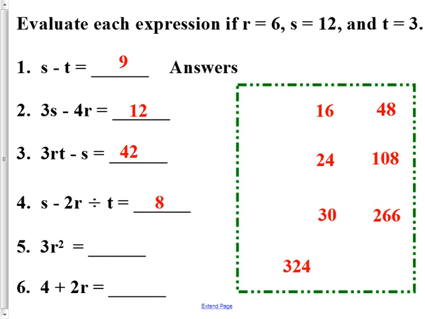The next one, 3R squared. Notice if you do that one, R is 6. When we do that one, we're going to have to do 6 squared to begin with because exponents come before multiplication in order of operations. 6 squared is 36, and 3 times 36 is 108. And last but not least, 4 plus 2R. R is 6, so 2 times 6 is 12. 12 plus 4 is 16.